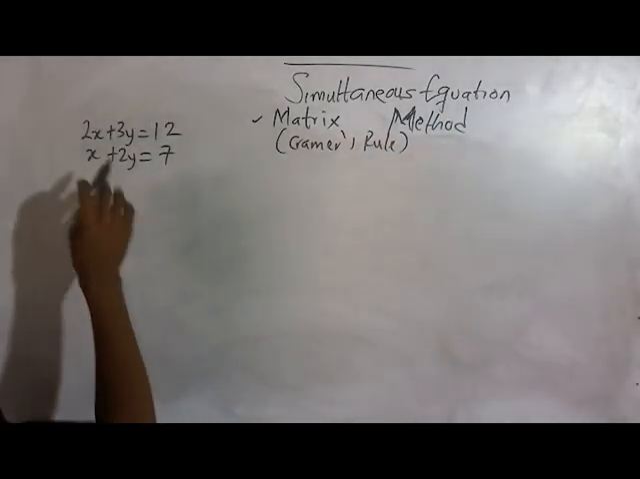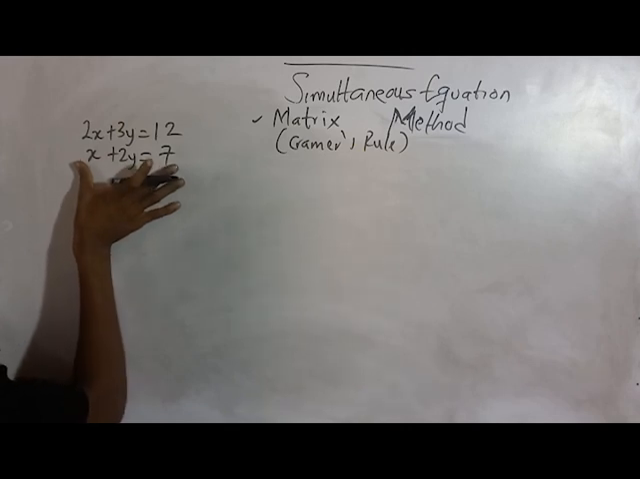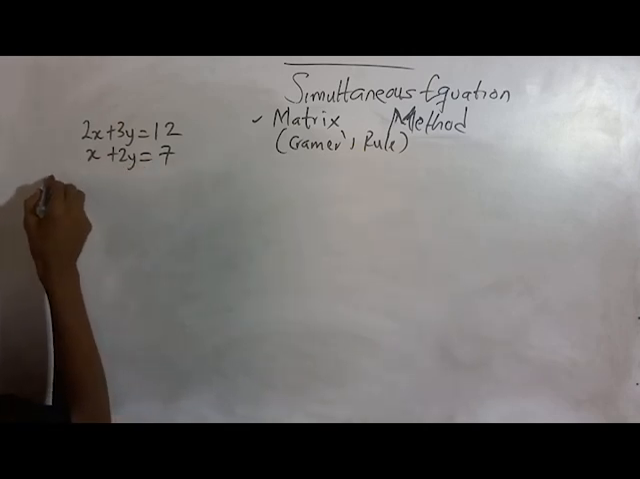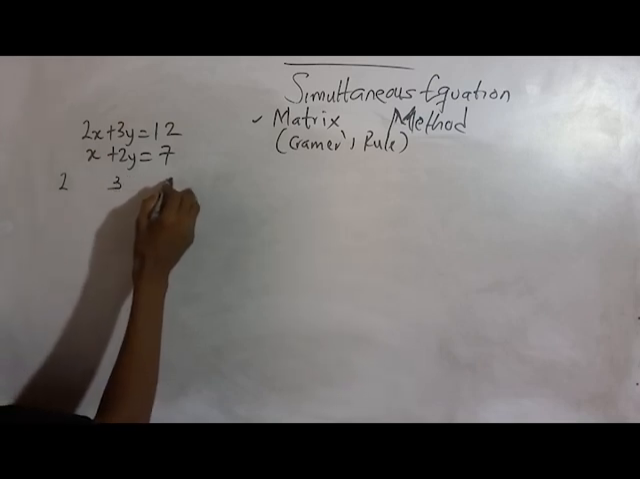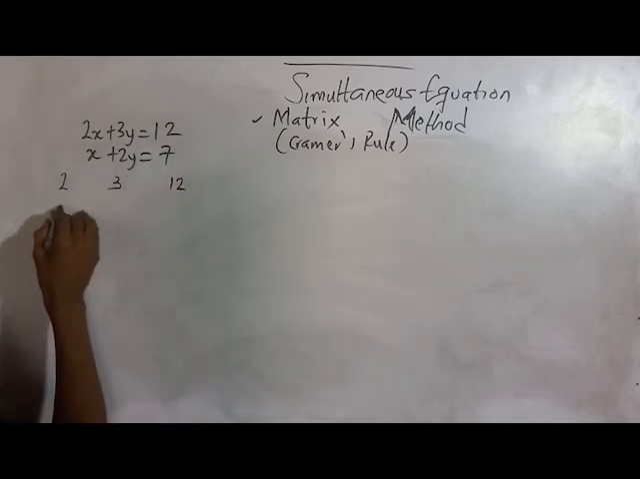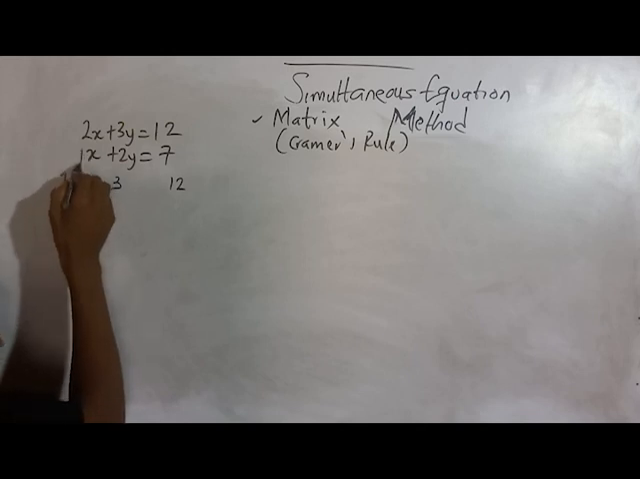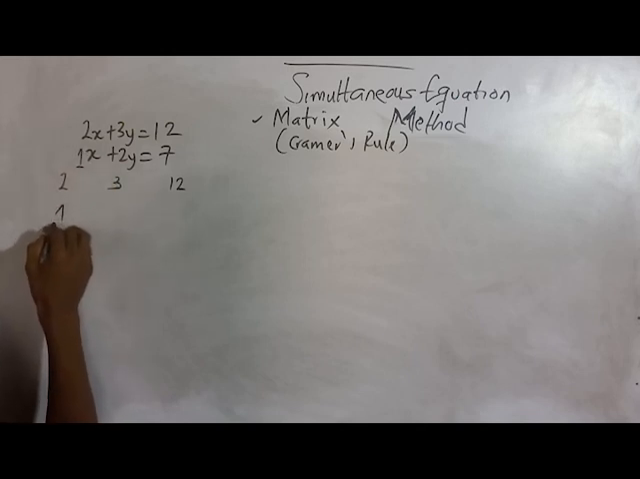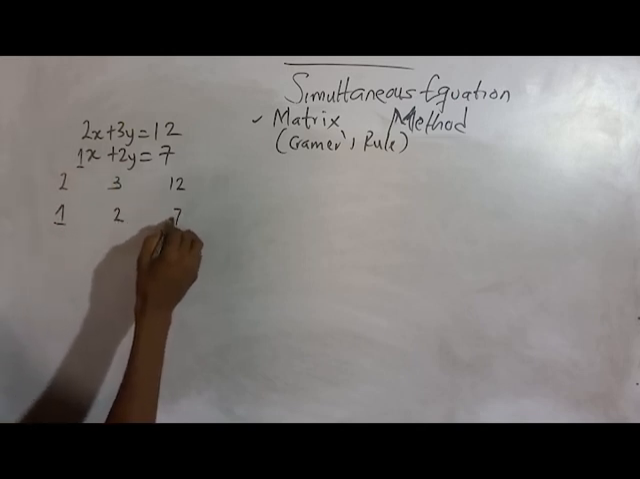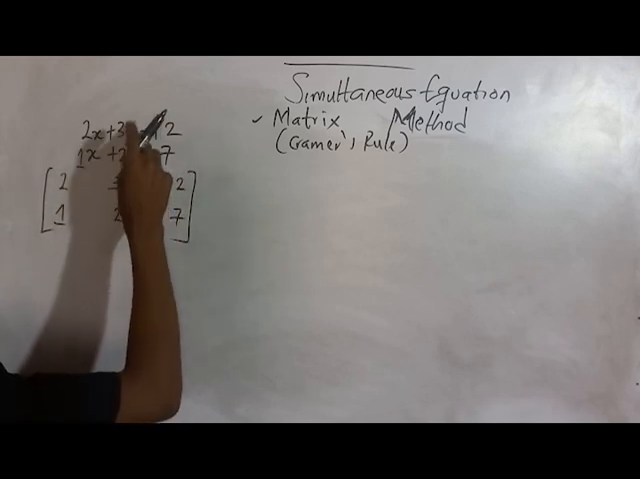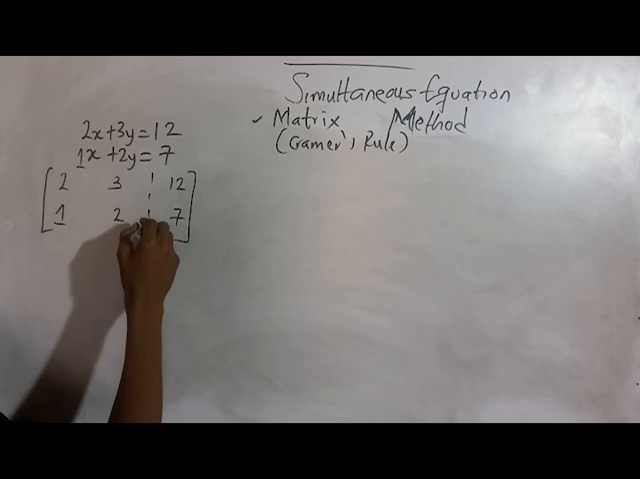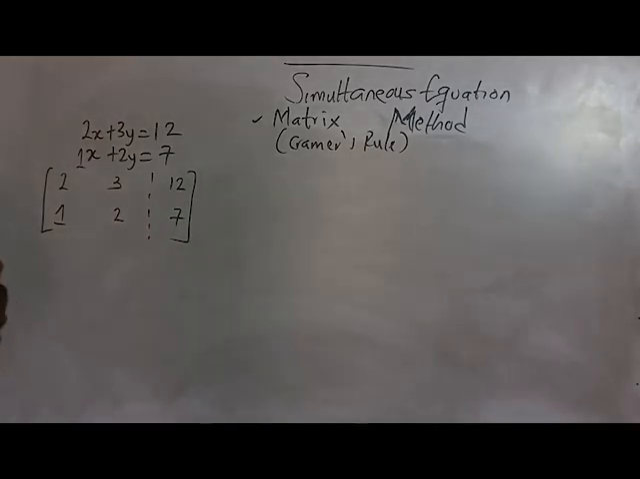What you just need to do is to dissolve this equation into a kind of matrix. Look at it now. Just take the 2, take the 3, take the 12. Now this will have a coefficient of 1. So take 1, take 2, take 7, and generate a matrix out of it. To indicate the equals sign, you can just create a dotted line. Now, what do we do with this matrix?